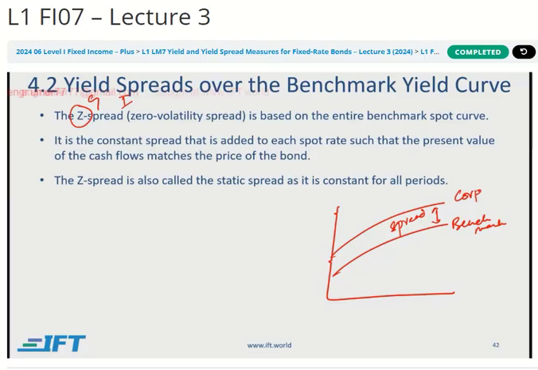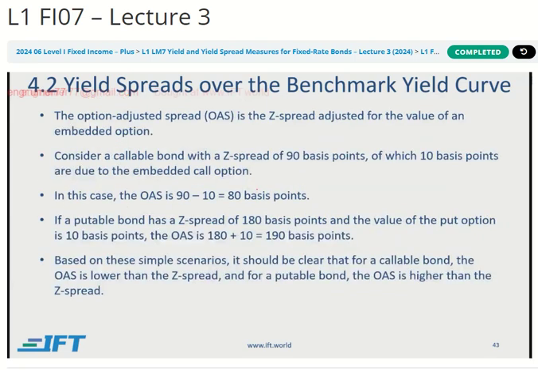But we are calling it the Z spread here because the main point being stated over here is that the spread stays the same across all maturities, right? So that's what it's saying, that it is the static spread. It's constant for all periods, it doesn't change. So that's the main concept over here. Number one. Number two, you can use the Z spread to calculate something called an option adjusted spread.